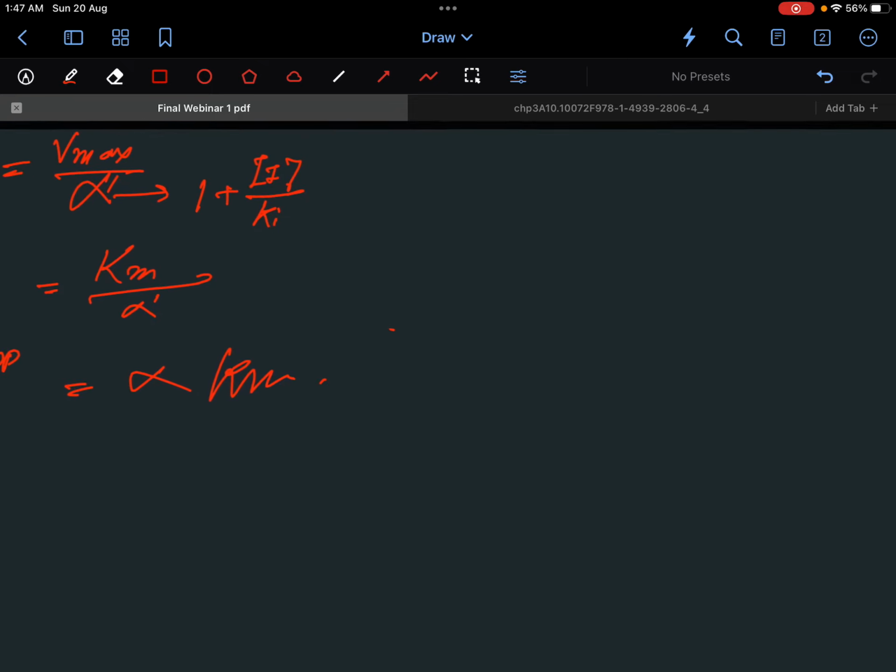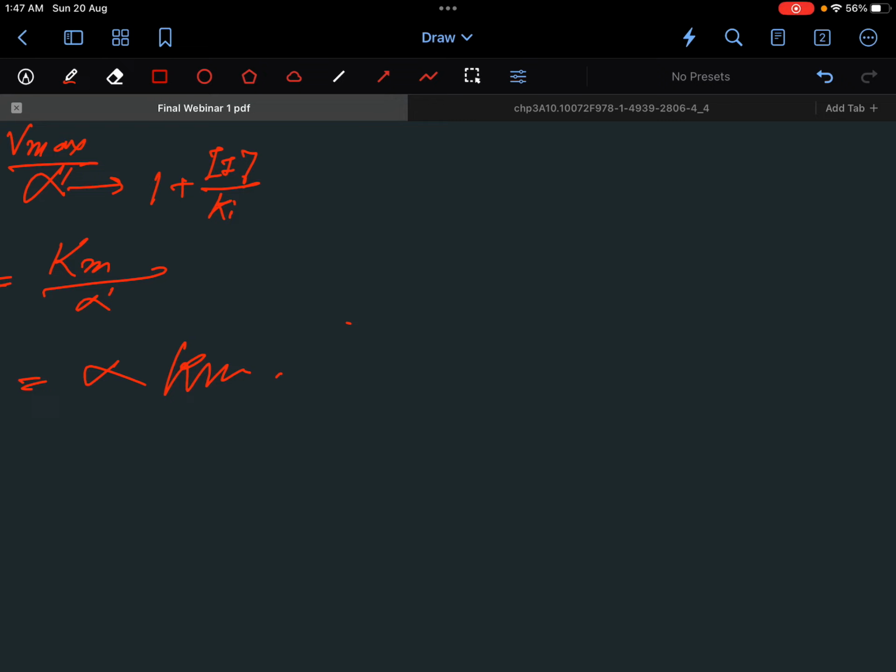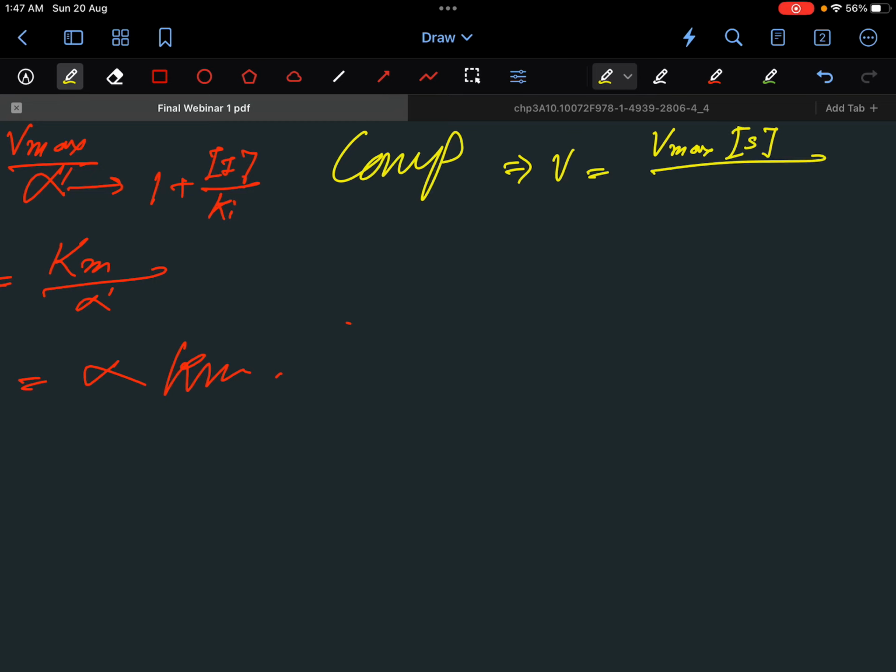Now let's rewrite the equations for the three of them. That is for competitive. For competitive, the reaction becomes what? V equal to... Vmax is not changing. So Vmax into S divided by Km is changing. Yes, it is increasing, by what factor? Alpha. So alpha Km plus substrate concentration.